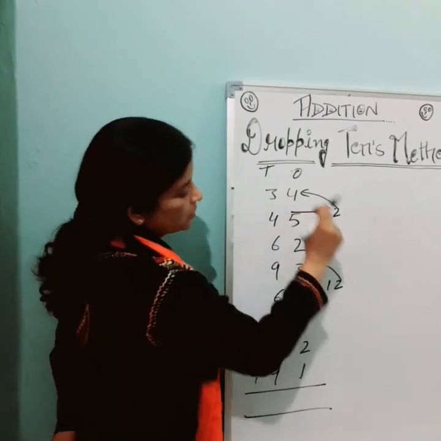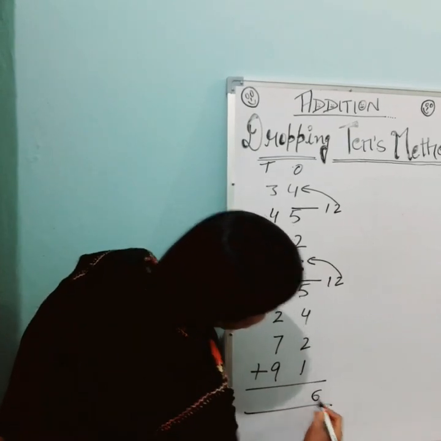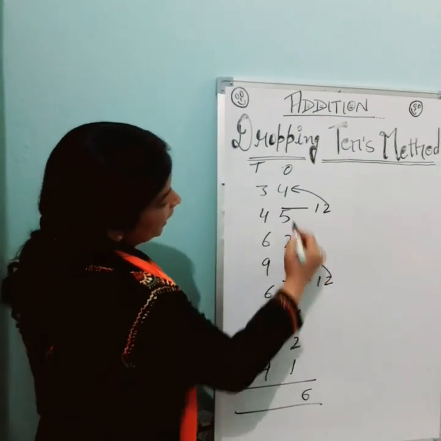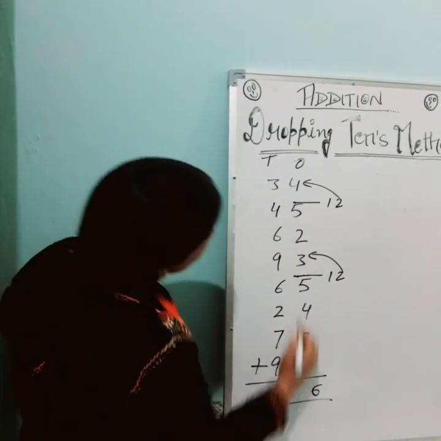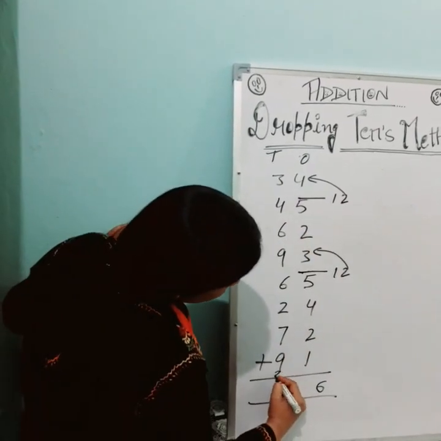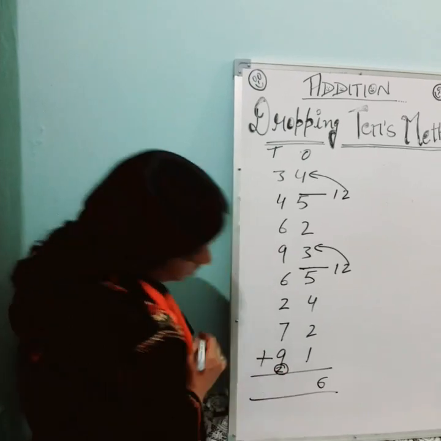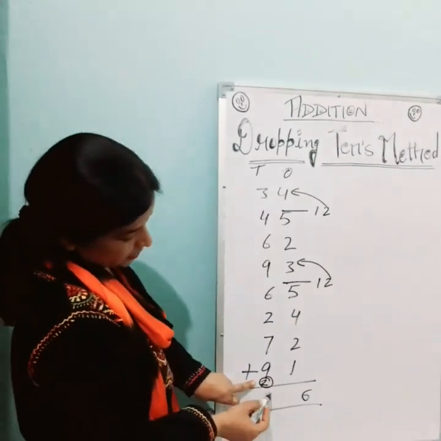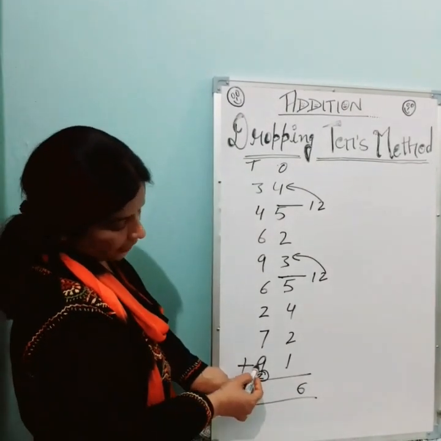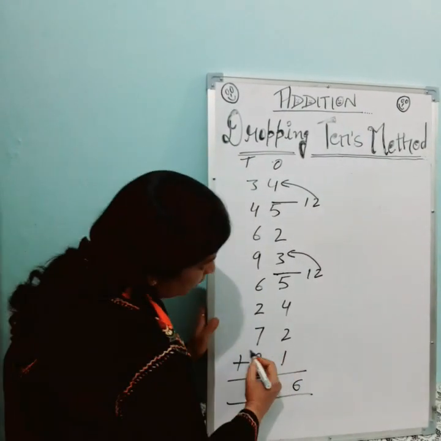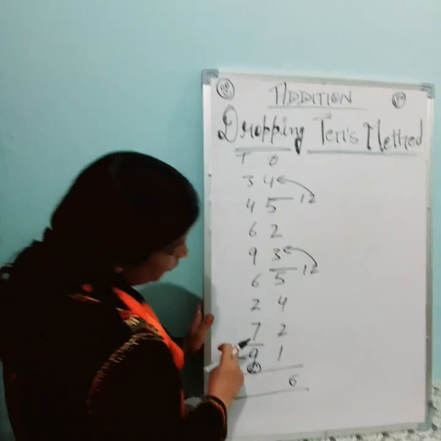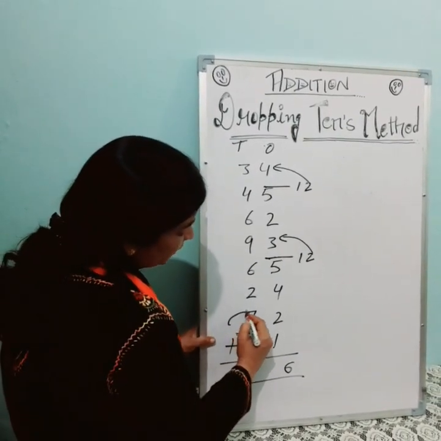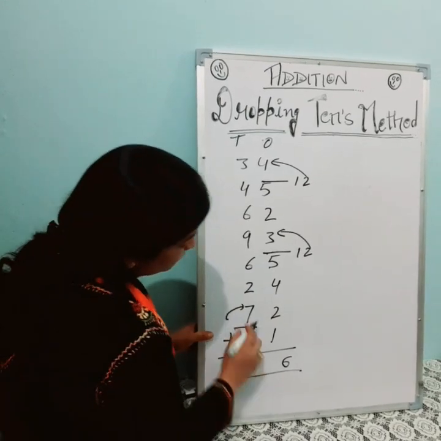2 plus 4, 6. We will write 6 here. How many tens are there? 1 and 2. 2 carry to the next number. Again start. 2 plus 9, 11. So it is more than ten. We will drop 10 here. What is remaining? 1. 1 carry to the 7.